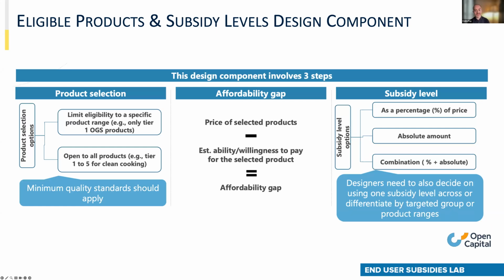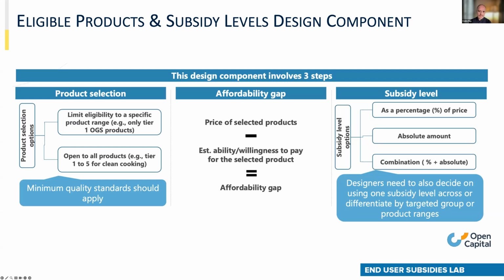And then the last step is setting the subsidy level itself, which might be determined as a percentage of the price, as a flat or absolute amount, or as some combination of both. Depending on how the subsidy is targeted and what choices have been made about the products that are eligible, there might be a need as well to differentiate the subsidy level by either product or targeted group. And as we discuss later, and as Michael will touch on, markets may be distorted if these subsidy levels are not optimal, and there are several ways in which that might happen.